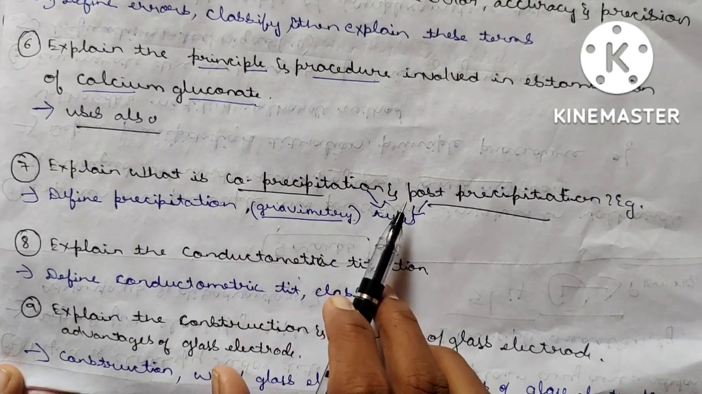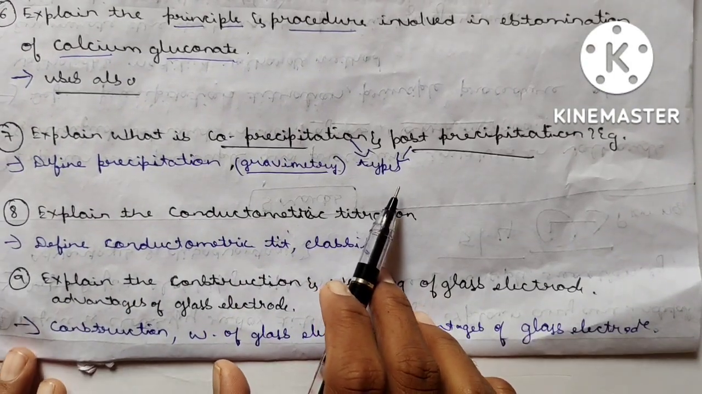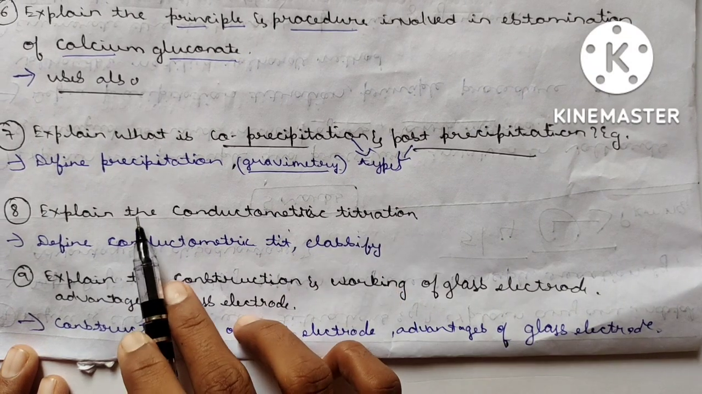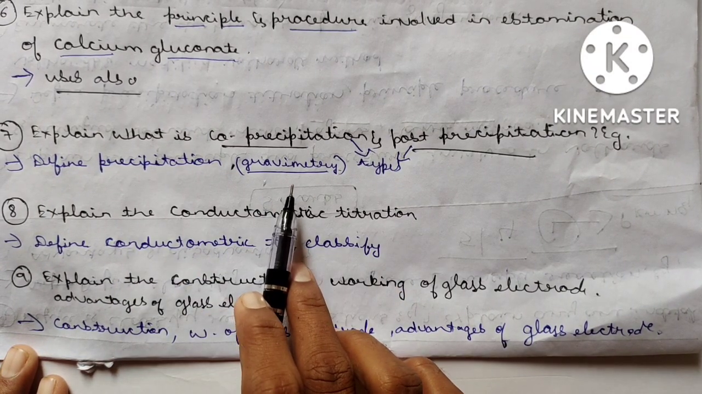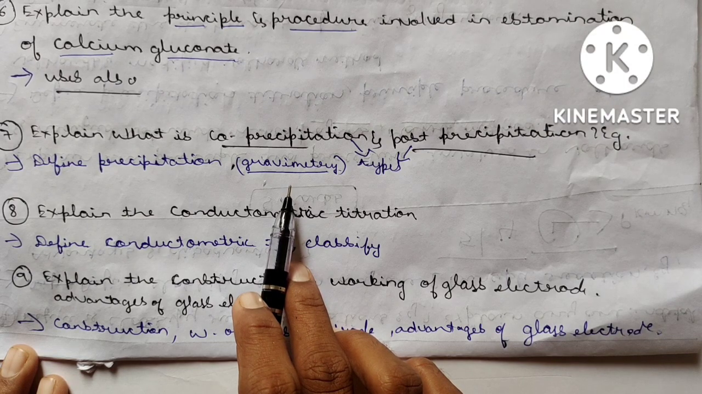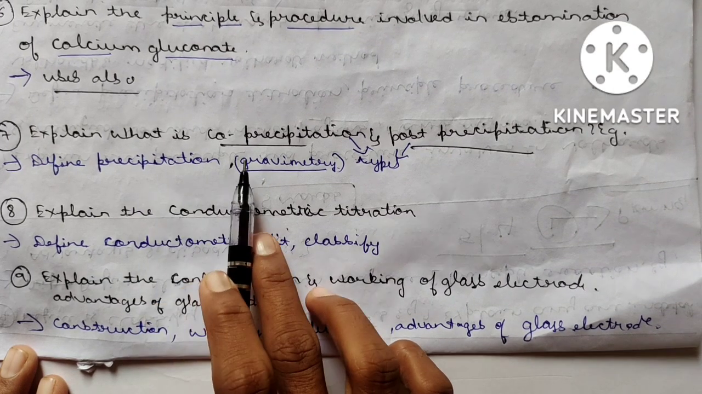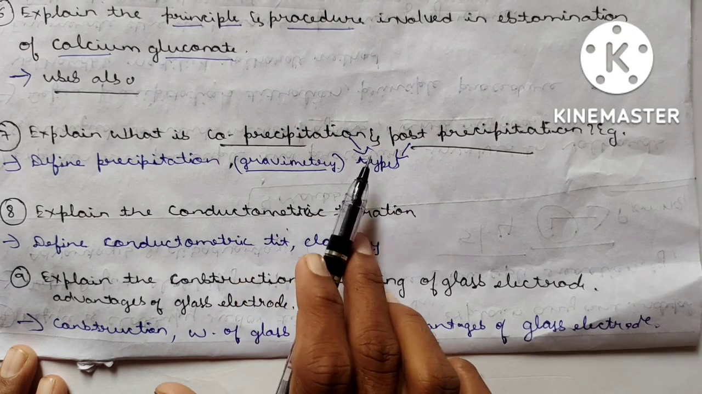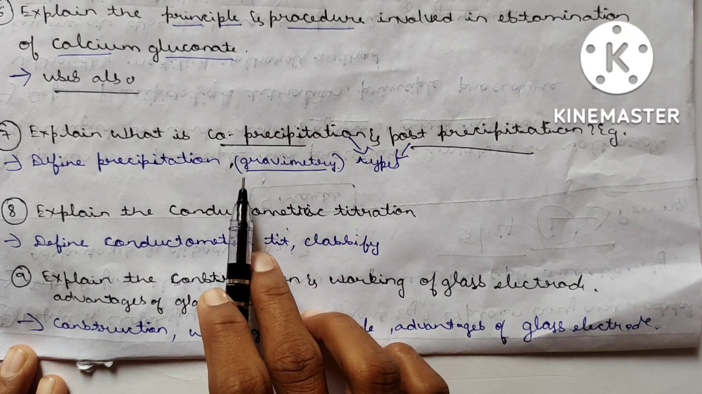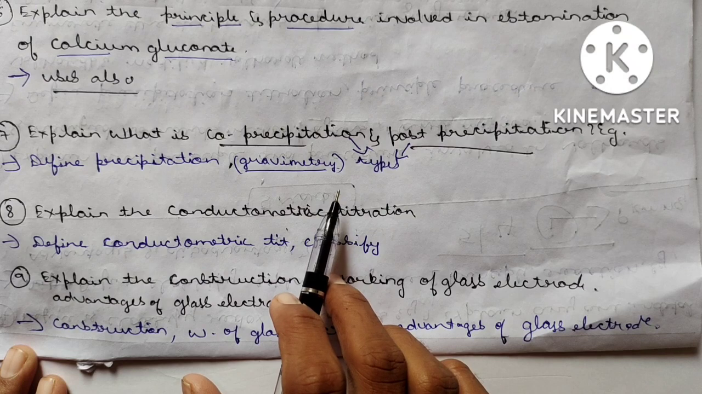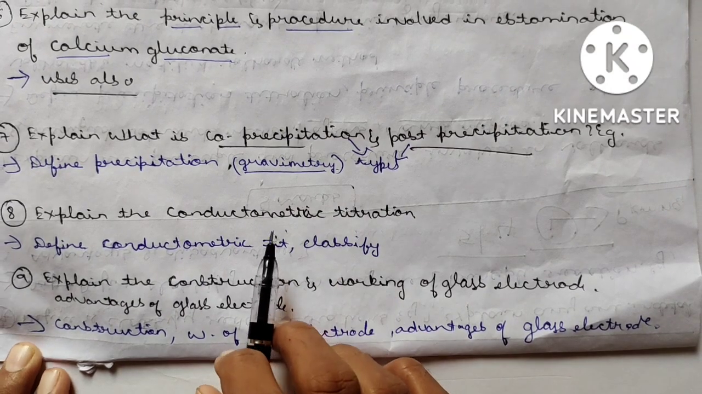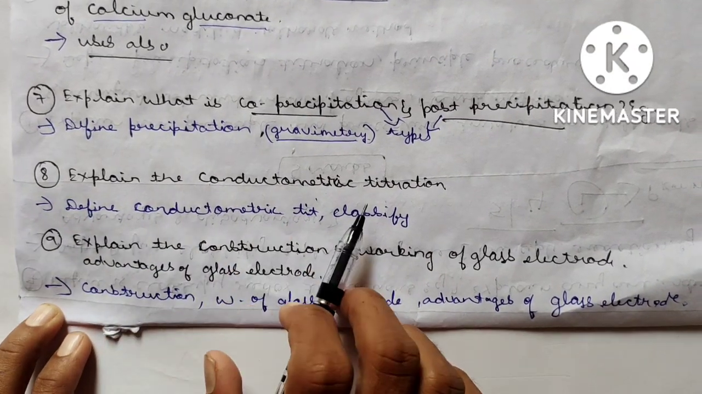Seventh: explain co-precipitation and post-precipitation with example. Here you first write what precipitation is. Actually, it comes under precipitation titration, and it comes under gravimetric analysis, but you are observing curdiness there. First write precipitation, then write co-precipitation, then write post-precipitation. In co-precipitation and post-precipitation, some types are there. Explain those types with examples. Clear?